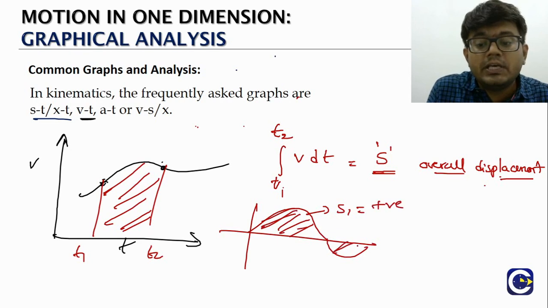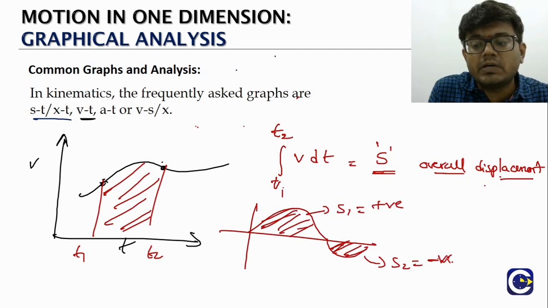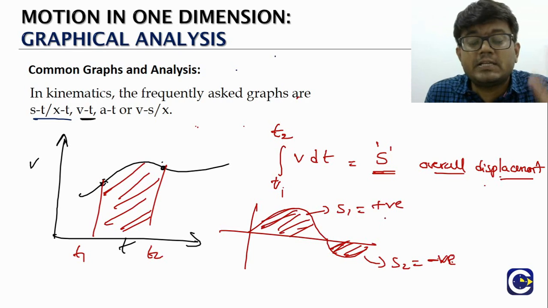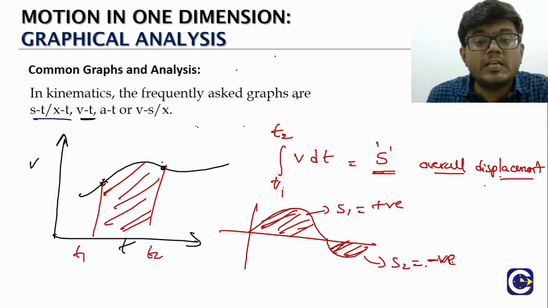Positive. Here the displacement S2 will be taken as what? Negative. So whatever the area value, when it is above the axis, the displacement is that much value, that's it. But if the area is going below the x-axis, what do we have to take for the displacement for the corresponding limits?